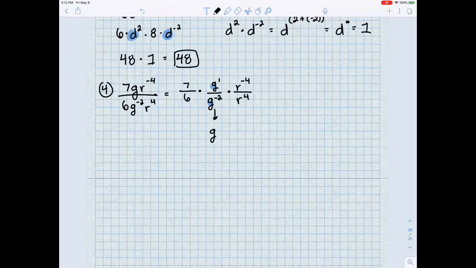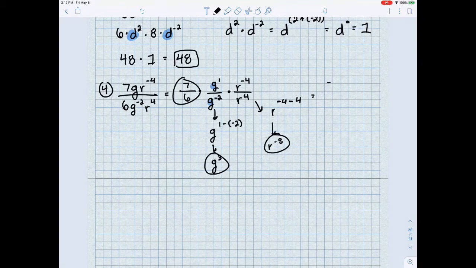So this is g to the 1 minus negative 2 power, which we know is g to the third power. And that is going to be in my numerator. Okay? Let's do r. So we have r to the negative 4 minus 4. And we know this is r to the negative 8. So let's rewrite what we have. I have this, I have this, and I have this.